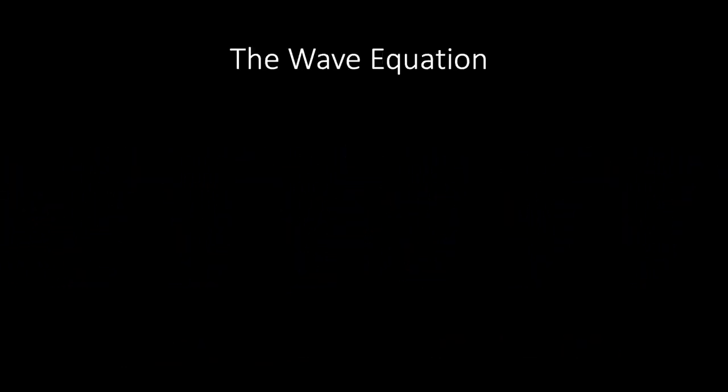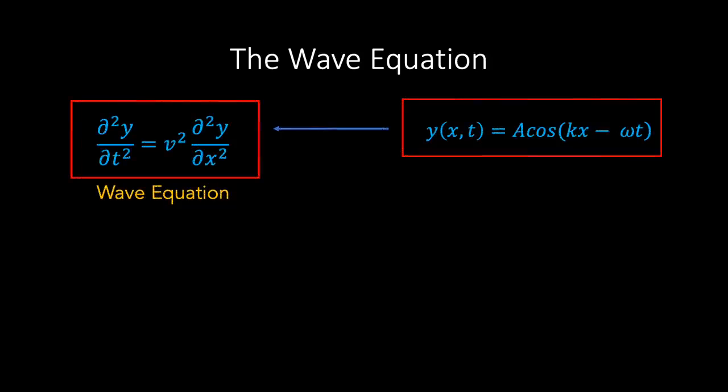Now, in much the same way that the displacement function for a harmonic oscillator was a solution to a differential equation, the displacement function for a propagating wave is also the solution to a very famous differential equation, appropriately named the wave equation. The wave equation is second order in both space and time derivatives, and also contains information about the velocity of the wave. We can test that the displacement function is indeed a solution to the wave equation by substitution.